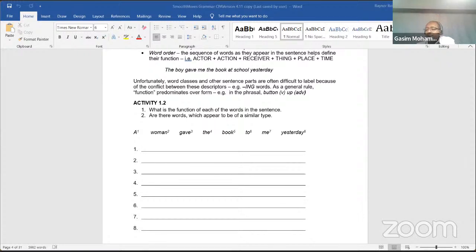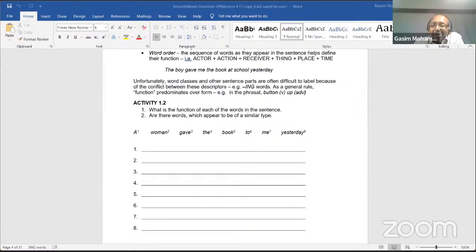So the woman, who's the person or the actor, as mentioned in the word order above, right? Gave is the action or the verb. The woman is the actor, otherwise known as the subject or the noun here, the doer of the action. She gave. So that's the verb, the action. Tell me more about woman.